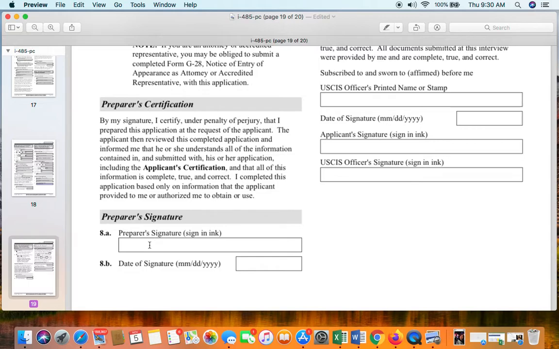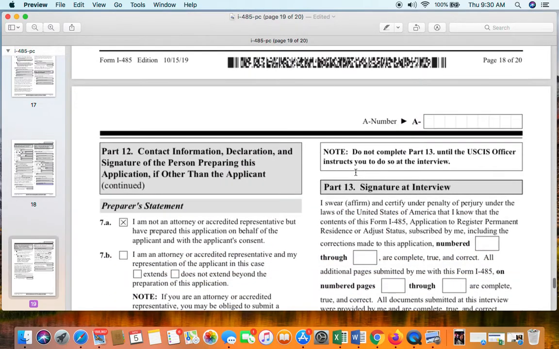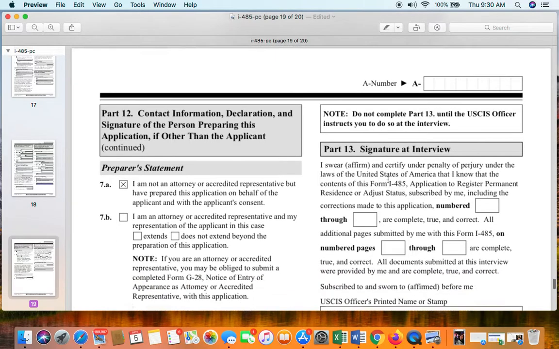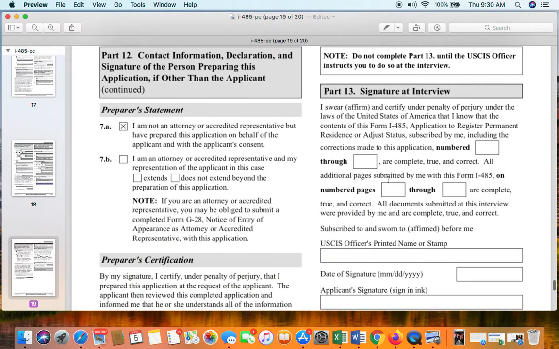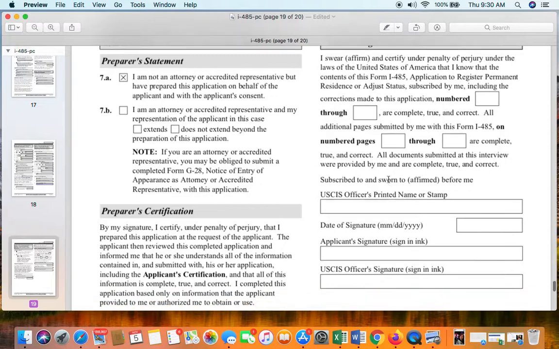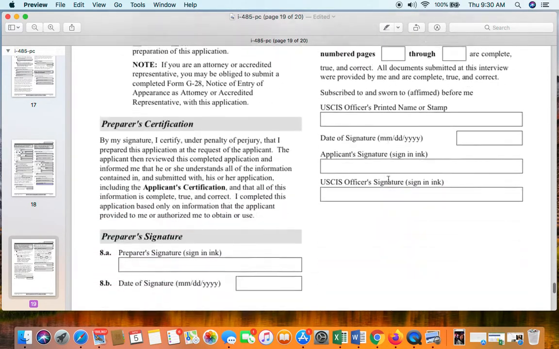Remember, always use black ink, okay? Always use black ink. Preparer signature, that is me, the principal. For the date of signature, I'm going to put the date when I fill this out. Then, do not complete Part 13 until asked by the USCIS officer. Part 13, this is not for you. So just leave Part 13 blank right here.